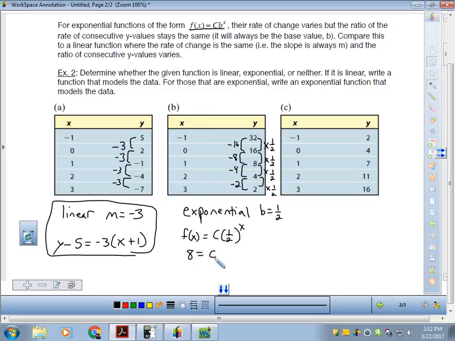So 8 equals c times 1/2 to the first power. 1/2 to the first power is just 1/2, and 1/2 times c is 1/2 c. Then I can get rid of the 1/2 by multiplying both sides of the equation by 2. 2 times 8 is 16. 1/2 c times 2 is c. So c is 16. So our final equation ends up being f of x equals 16 times 1/2 raised to the x.